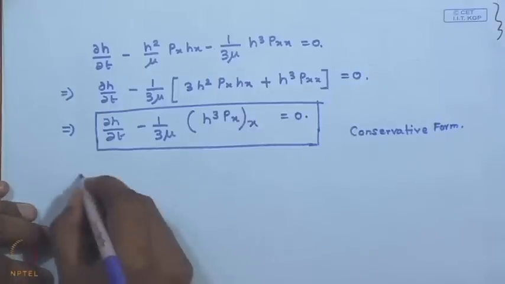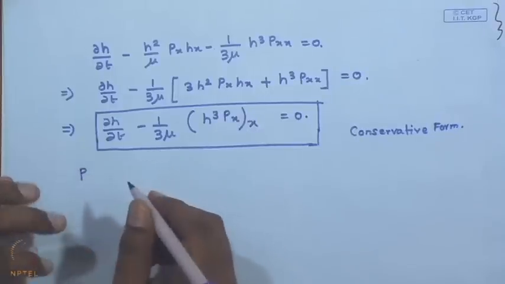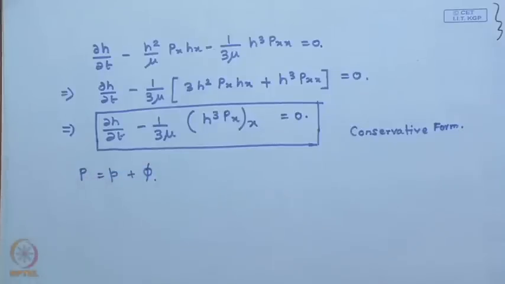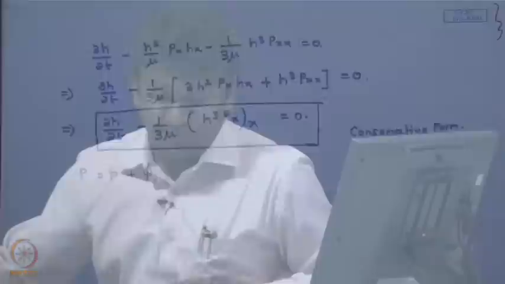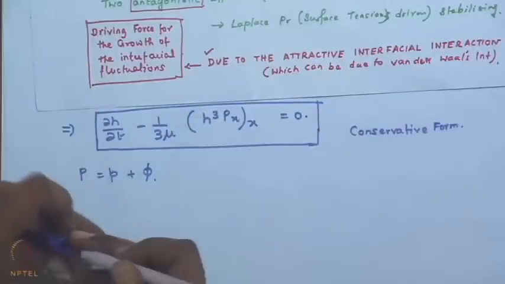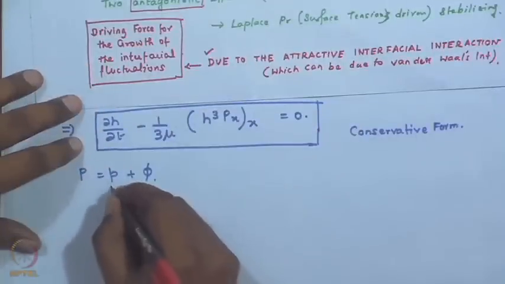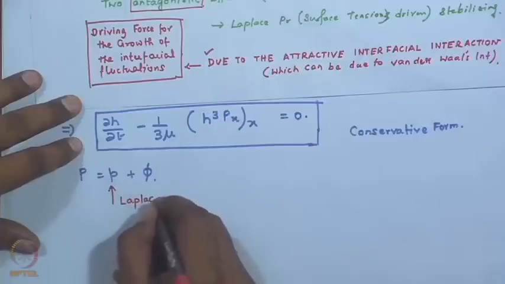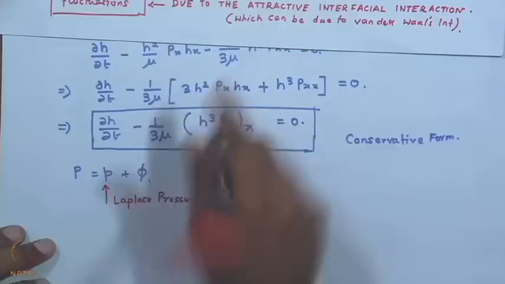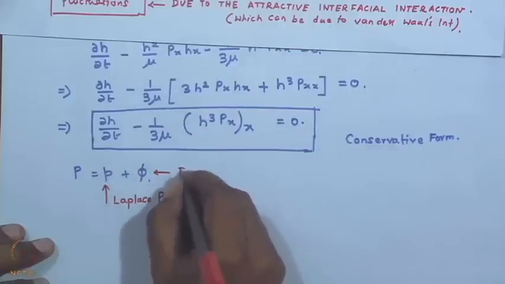Now, we need to worry about what P is. It is the non-gravitational pressure, which is essentially P plus phi. Now, there are two things. When we had been talking about the instability of a surface, we had been talking about two types of pressure or two types of factor. One is the Laplace pressure due to the curvature. So, P will come from the Laplace pressure. And phi essentially takes care of the interfacial interaction. So, we will get the expression of phi from the interfacial interaction.